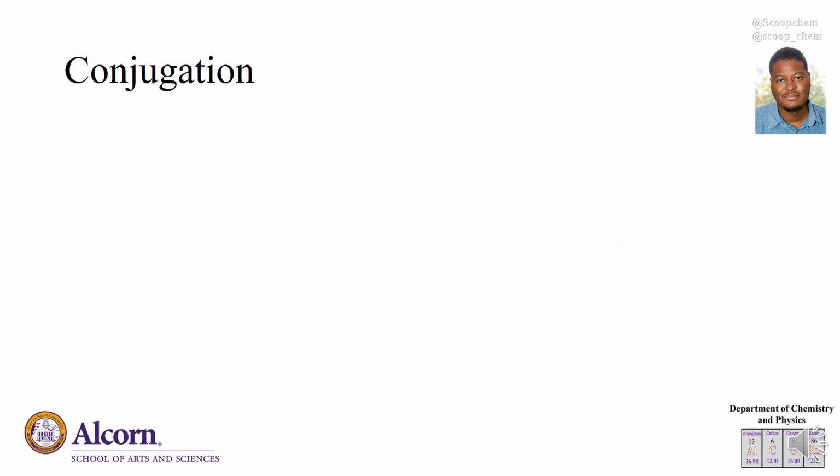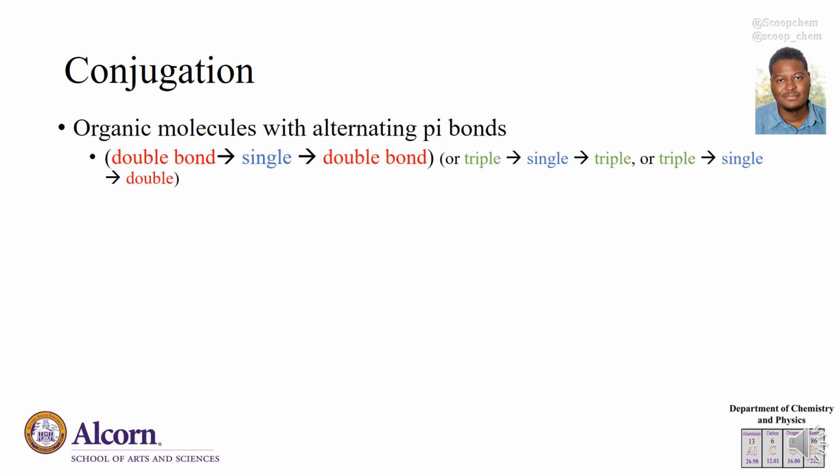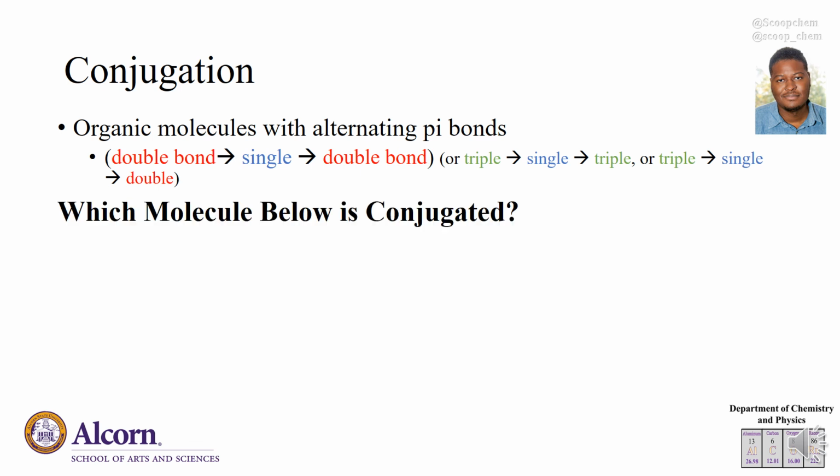Okay, so what is conjugation? It's organic molecules with alternating pi bonds. Alternating pi bonds can be described as double bond, single, double bond, or triple bond, single, triple bond, or a triple bond, single, double bond. All right, what's key is that there's a single bond in between either a double bond or a triple bond. That's what we're describing as alternating, double, single, double, or really just pi, sigma, pi type of scenarios.